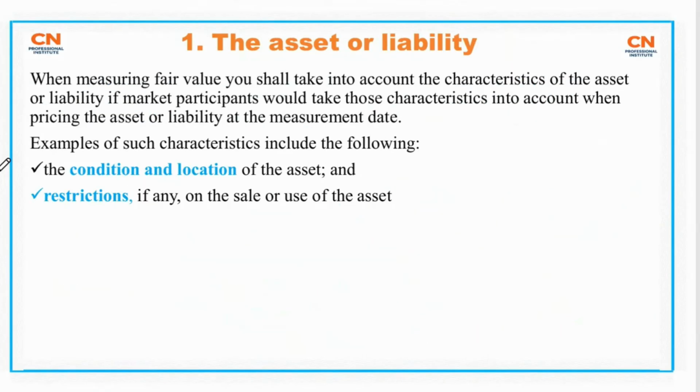So in the definition, we said that we have the asset or the liability. So we are saying that when measuring the fair value, you should take into account the characteristics of the asset or the liability, if market participants would take those characteristics into account when pricing the asset or the liability at the measurement date. Examples of such characteristics include the following. So we look at the condition, then the location, and then the restriction.